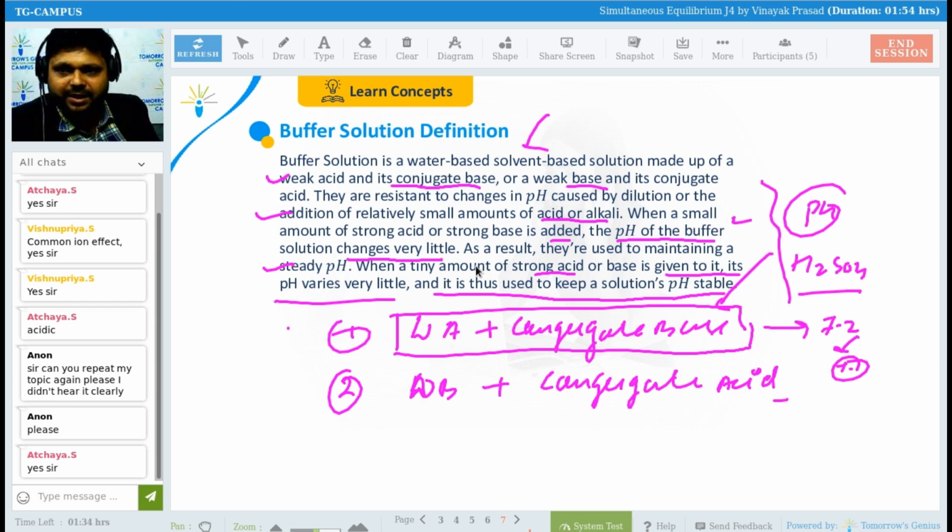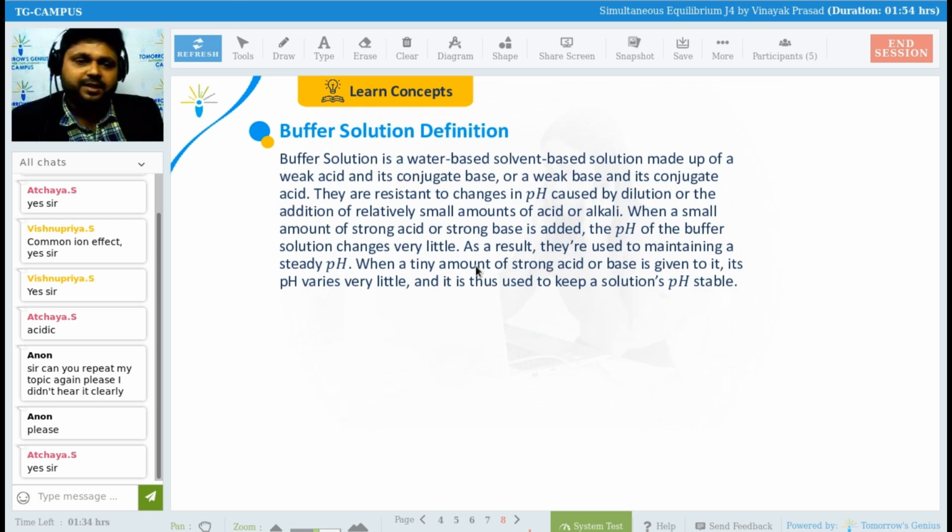So if you want to keep the pH steady, it will be called what? They are known as buffer solutions. So buffer solutions keep the pH of any solution steady, or you can say there will be only a slight change. Okay. So what can be the examples?